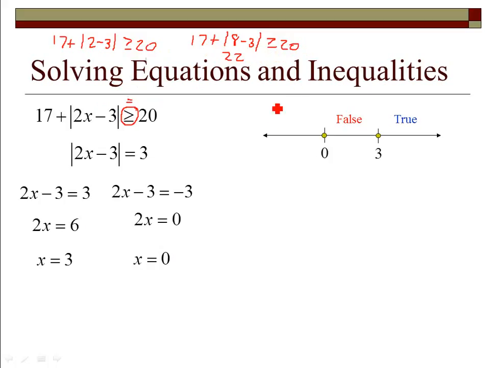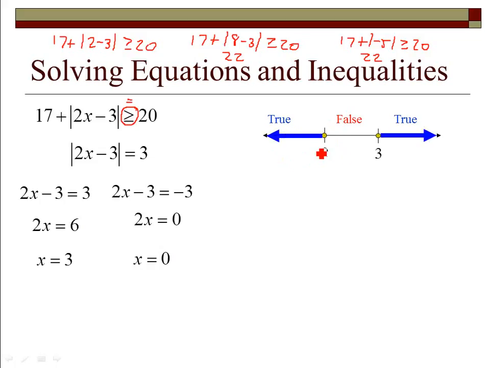If I try a number less than 0, negative 1 is probably the easiest one to do. I'd have 17 plus negative 2 minus 3, the absolute value of negative 5, greater than or equal to 20. Well, absolute value of negative 5 is 5 plus 17. That again is 22. That's true. So I'm going to shade the true parts. Now I'm going to write my answer.